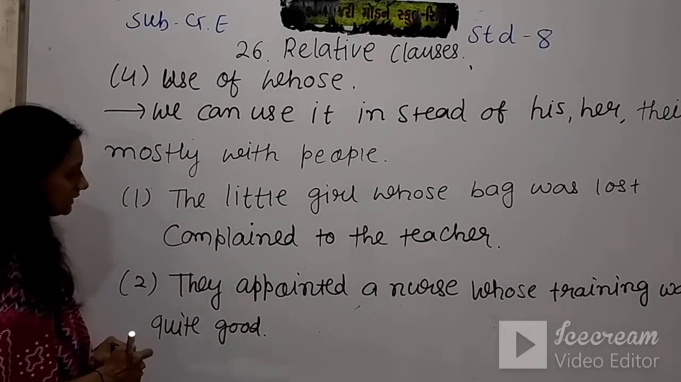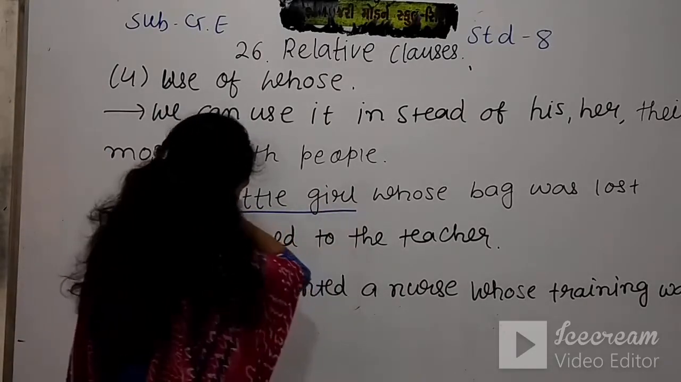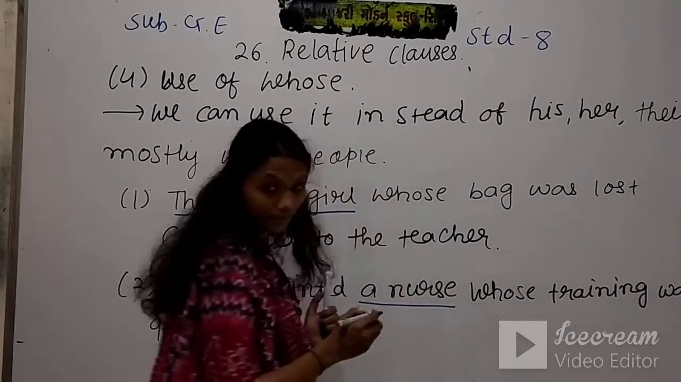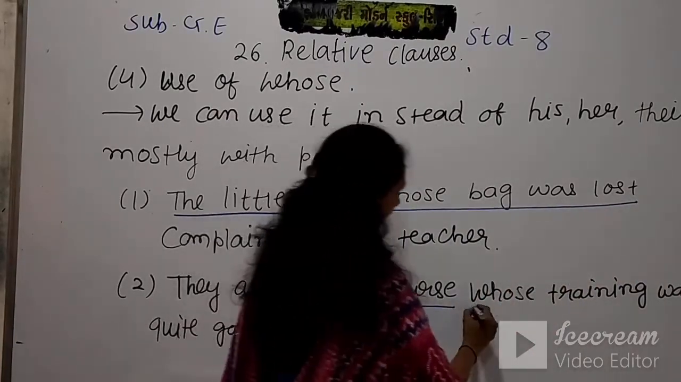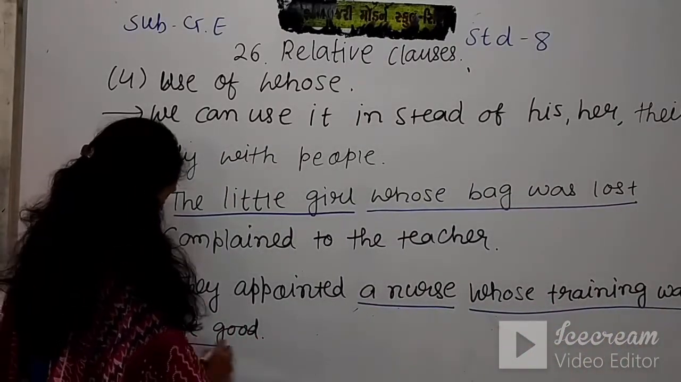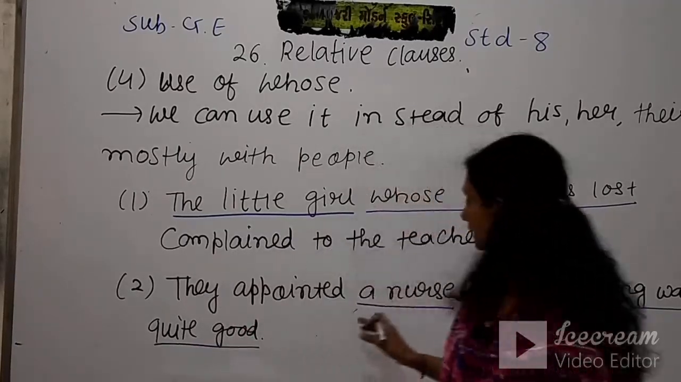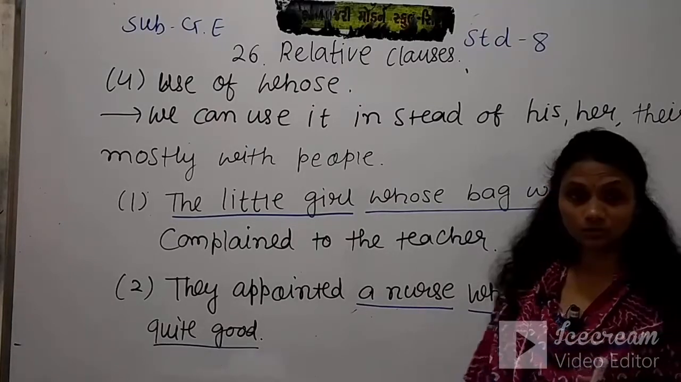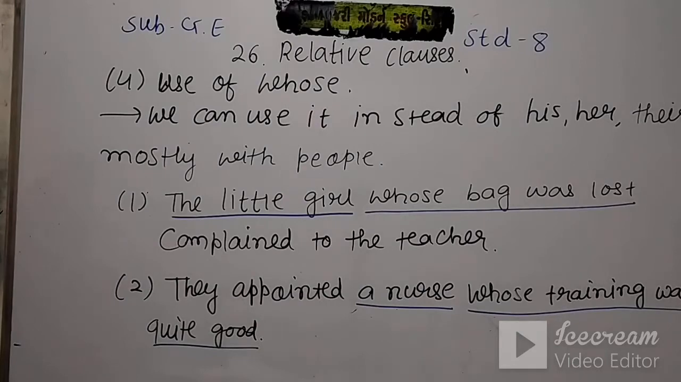Here you can see in both the sentences we have used a person. Here a little girl and here a nurse. Both are nouns. Whose bag was lost is our relative clause, and whose training was quite good, that is our relative clause. So this way we can use whose with people. Please note this down. After that we'll do some more examples.